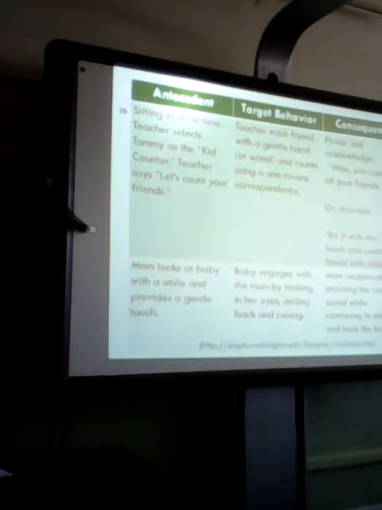And then the bottom one is the mom looks at the baby with a smile and provides a gentle touch. The baby engages with mom by looking in her eyes, smiling back, and cooing. Mom reciprocates by imitating the cooing sound while continuing to smile and hold the baby. So again, antecedent, target behavior, consequence.